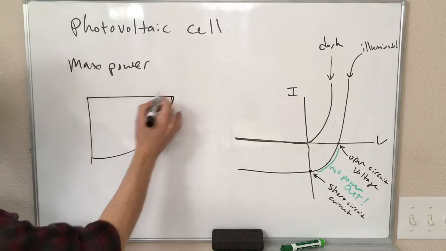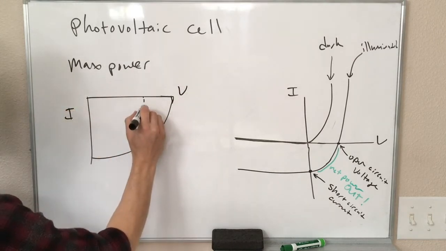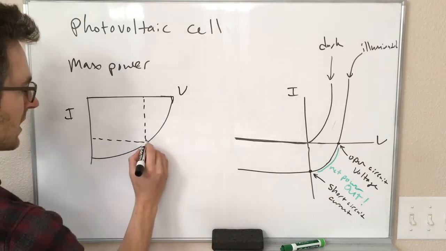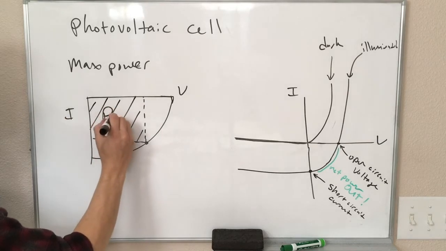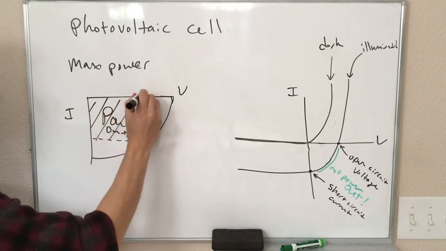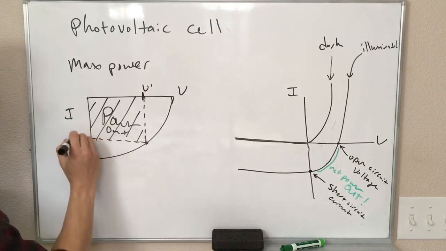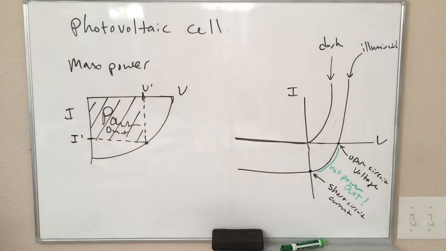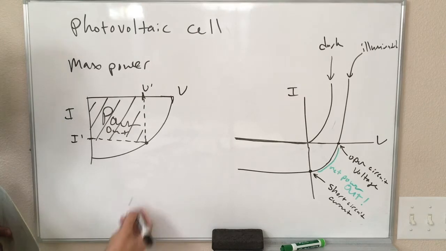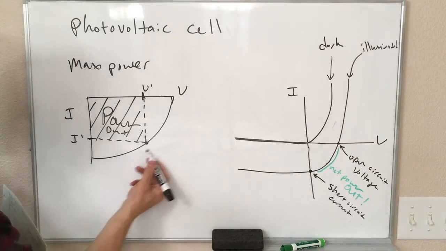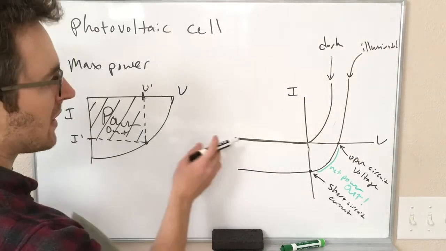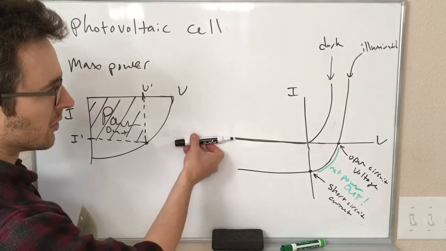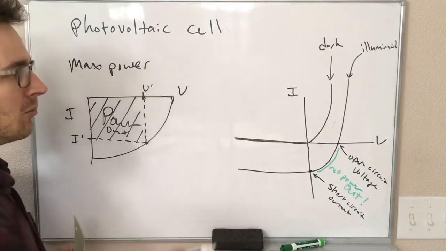The max power in this curve, so if we just redraw this part of the curve, the max power is going to be the area of some square like this, or some rectangle like this, where this area is the power out, where you have some V and I operating points of your photovoltaic cell. And by changing the load resistance, you can shift where this point is and optimize your power.